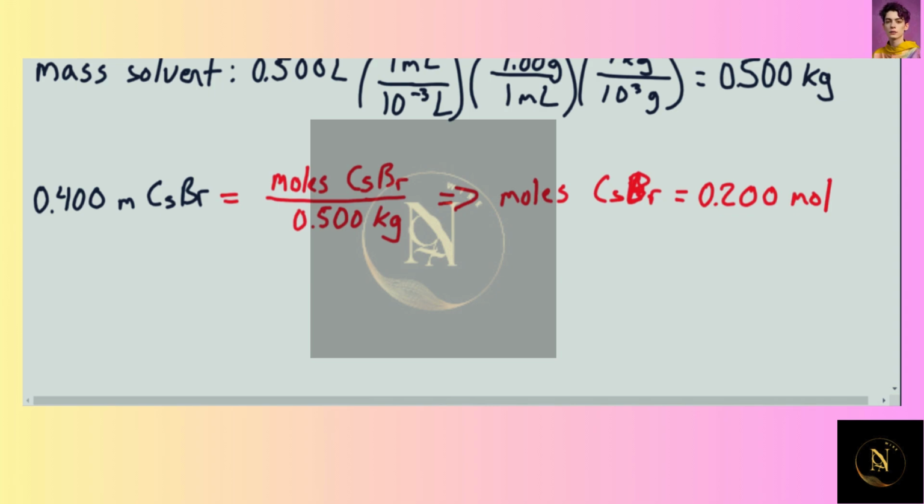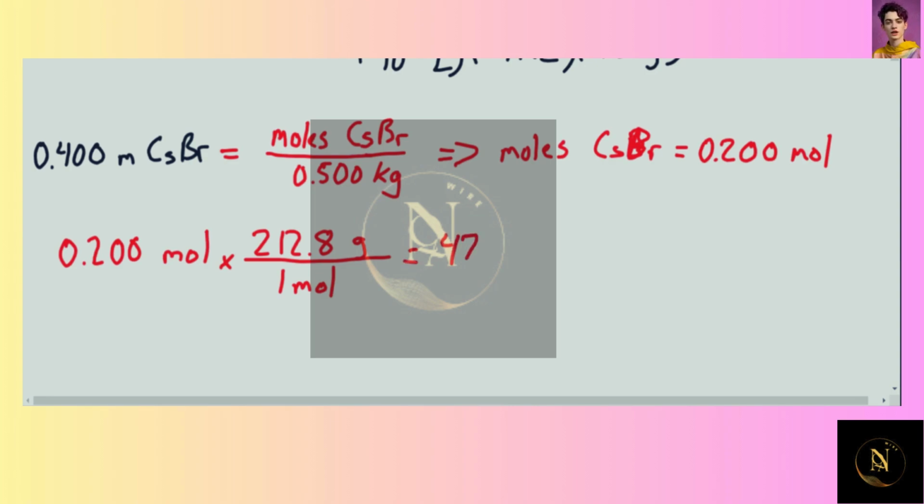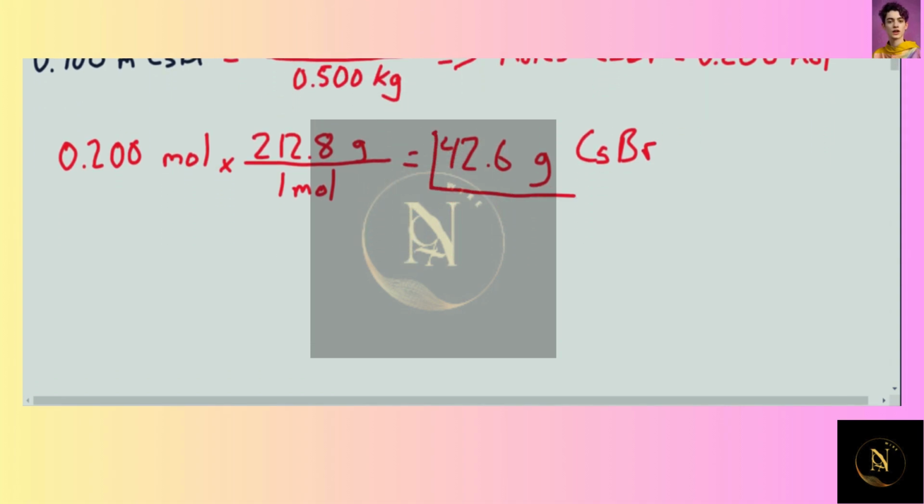So the first question is, what's the mass? To find mass, all we need to do is multiply by the molar mass, which is 212.8 for cesium bromide, and so that gives us a value of 42.6 grams. So this is the mass that we need to add to our 0.5 liters to make this solution. So that's the first answer.